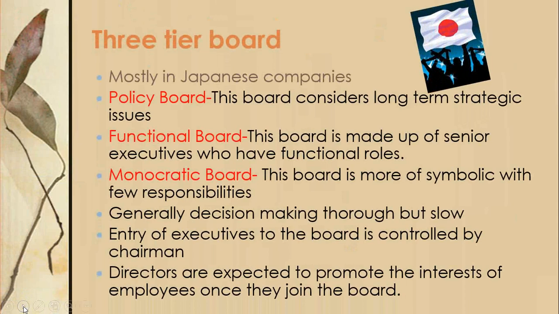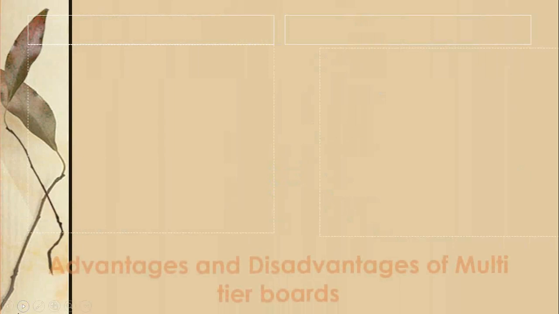So generally, decision making is very slow, right? The chairman will control the executives to the board, and the directors are expected to promote the best interests of the employees. So Japan is one country that is concerned about the employees, because Japanese are married to the company first, even before their wife or their husband. So they are married to the company first, and no surprise, they have the highest number of suicides and all that because they are working all the time inside the company. Because of that, they also have a big responsibility to look after these fellows.